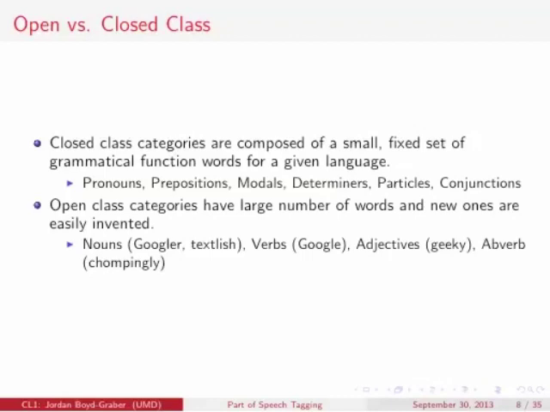Whereas the open class categories can have an uncountable number of words, and new ones are easily invented and added, and you can use them in discourse for the first time as a nonce word, and people will figure out very quickly what they mean. So Googler, textish, Google, geeky, chompingly. These are words that may have never been used before, but it's very easy to figure out what they mean when they are used.